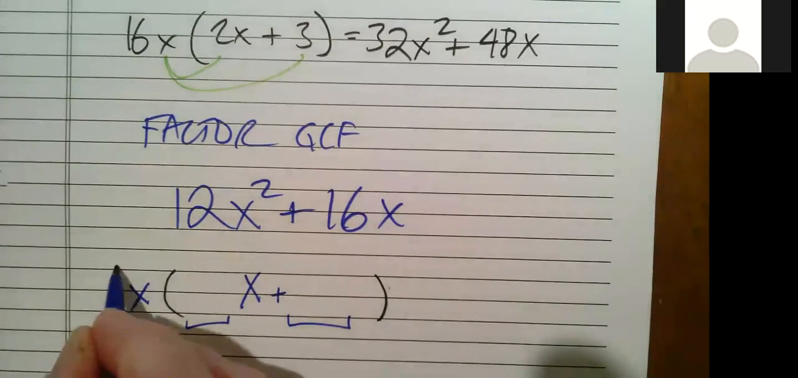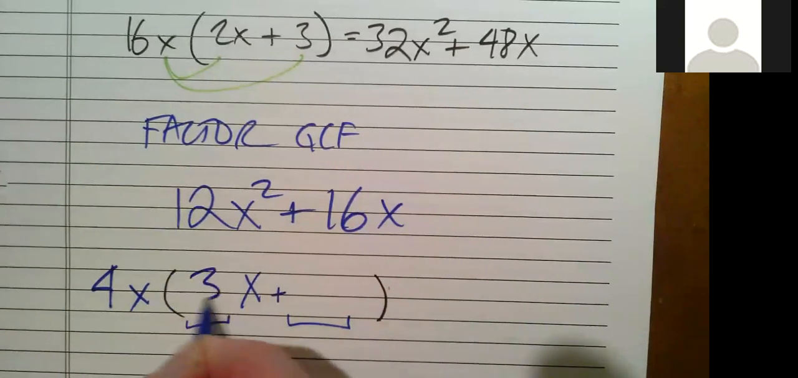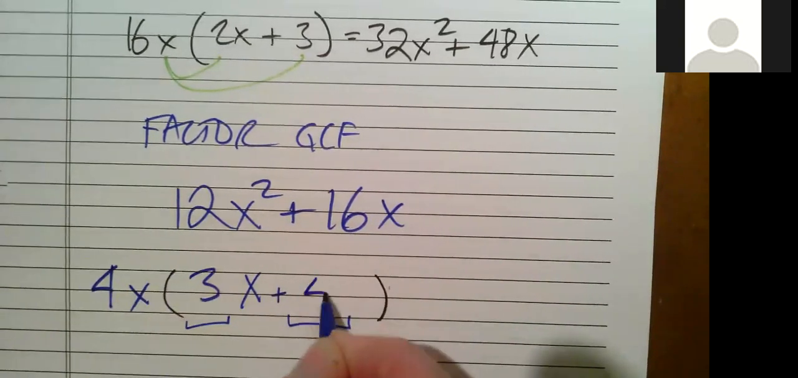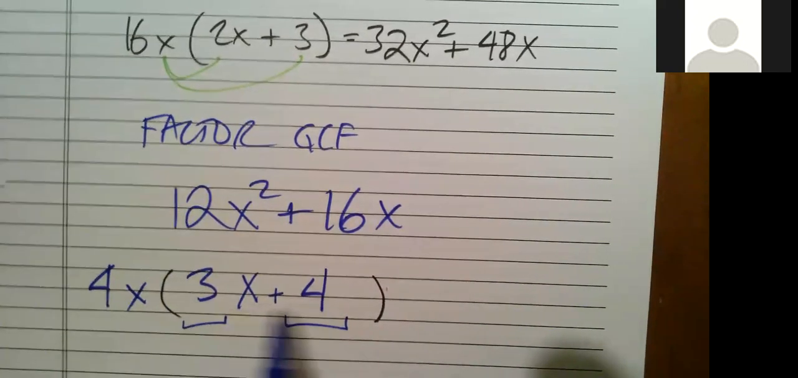So here, it is absolutely a 4, and then you divide both of these. 12 divided by 4 gives me the 3. 16 divided by the 4 gives me a 4. So my final factored form is 4x times 3x plus 4.